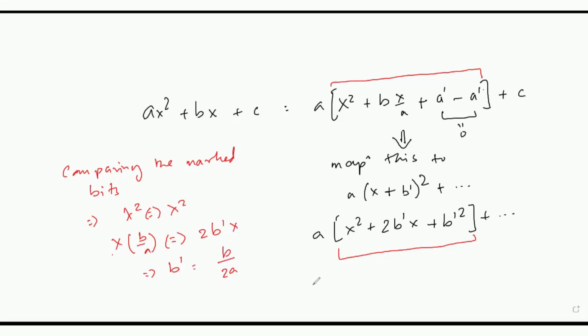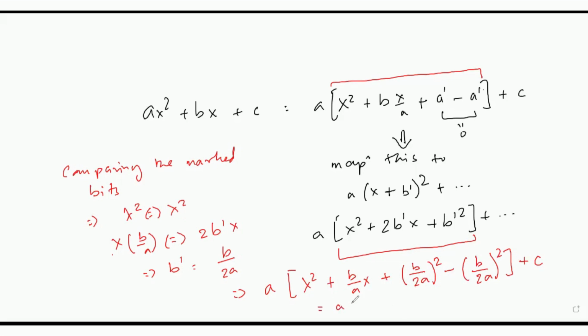And so now we have all the ingredients necessary to complete the square. To complete the square, we'll need to write down x squared plus b over a x plus, remember this was 2b prime x, and then b over twice a, so this is b prime squared, and then we need to subtract it because that part was not there, and finally add c.